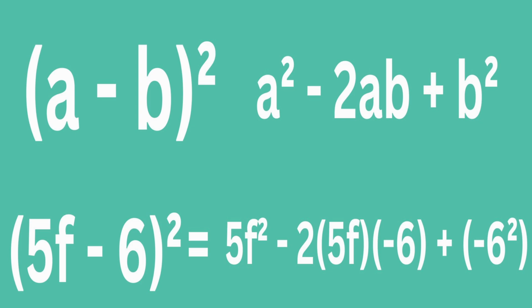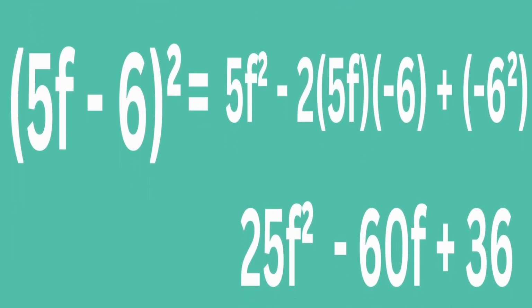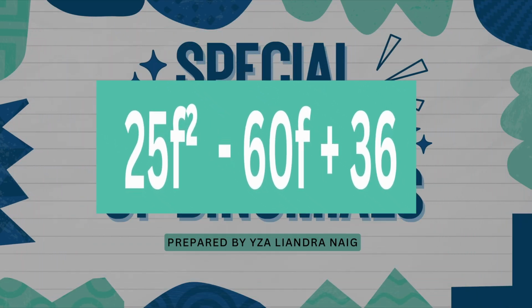A squared will be 5f squared, negative 2AB will be 2 times 5f times negative 6, and B squared will be negative 6 squared. Simplifying this, 5f squared will be 25f squared, 2 times 5f is equal to 10f, times negative 6 is negative 60f. And negative 6 squared is 36, positive 36, because a negative times a negative is equal to a positive.